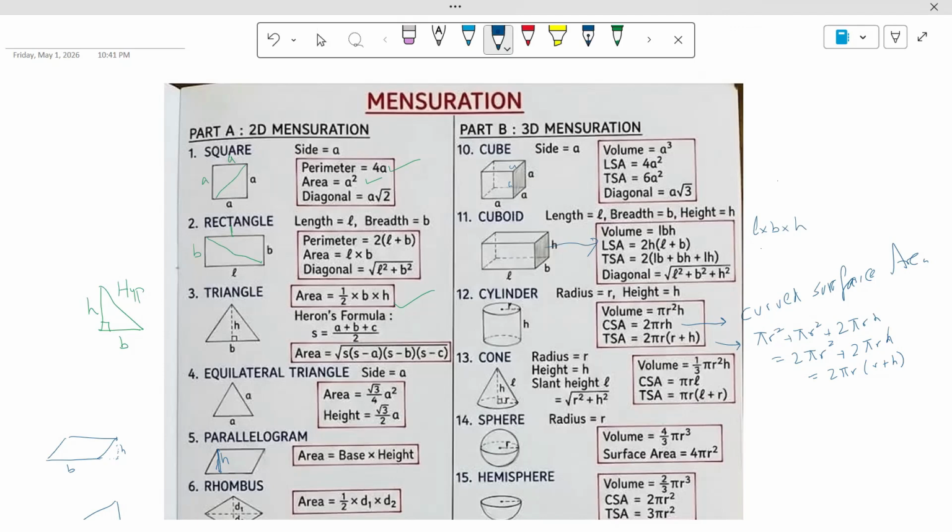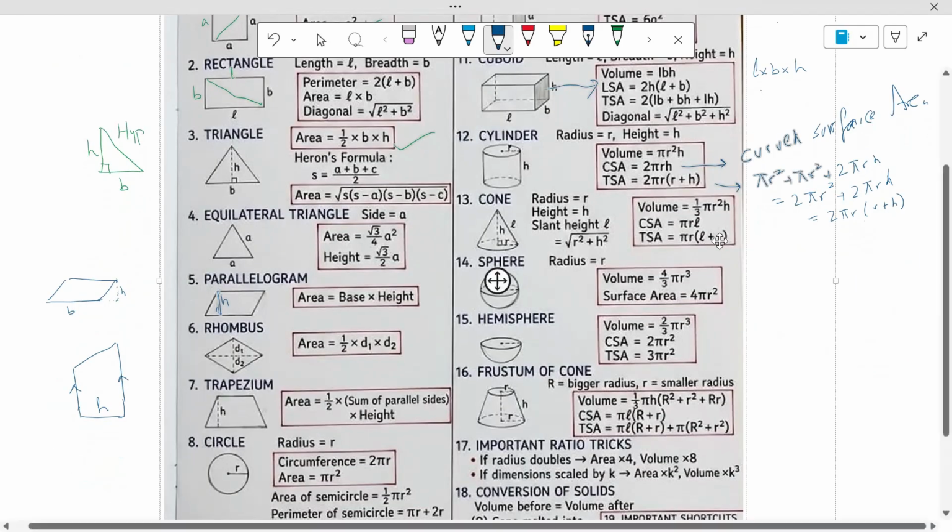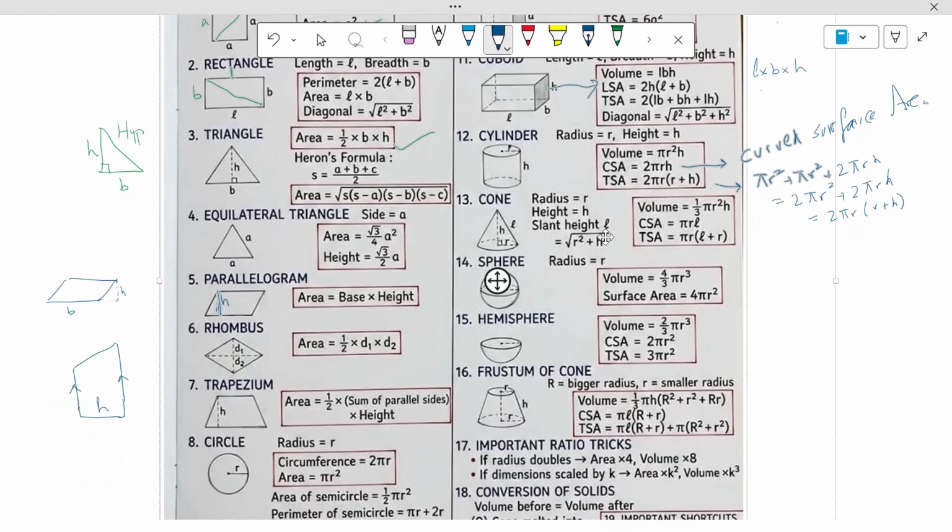If the cylinder is open from one end, then in the total surface area, there will be only 1 pi r square instead of 2 pi r square. Next comes cone. Volume of cone, 1 upon 3 pi r square h. Then CSA, again curved surface area. To get the slant height, you have r square plus h square.